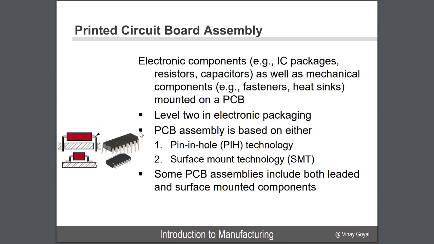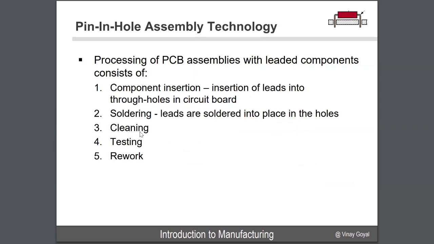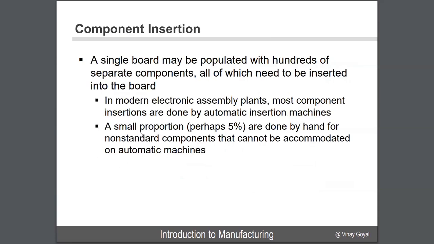And so we talked about pin-through-hole or surface mount technology. To process the printed circuit board assembly, it consists of the component insertion into the holes of the circuit board, soldering the leads onto the places in the hole, cleaning, testing, and rework. For component insertion, that's the first step here. A single board may be populated with hundreds of these components. We talked about that earlier.